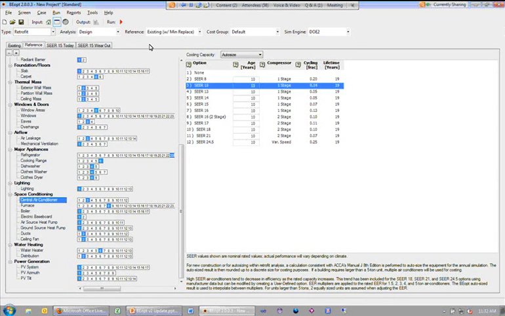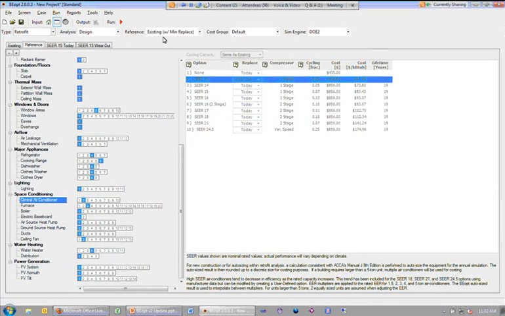So this is an automated reference that tries to make appropriate selections to create this baseline scenario where it's essentially the existing building, but with a few replacements to account for these federal minimum standards, these known standards that are currently in place.